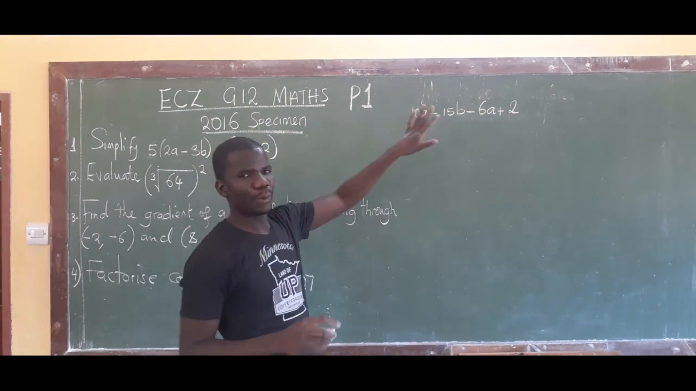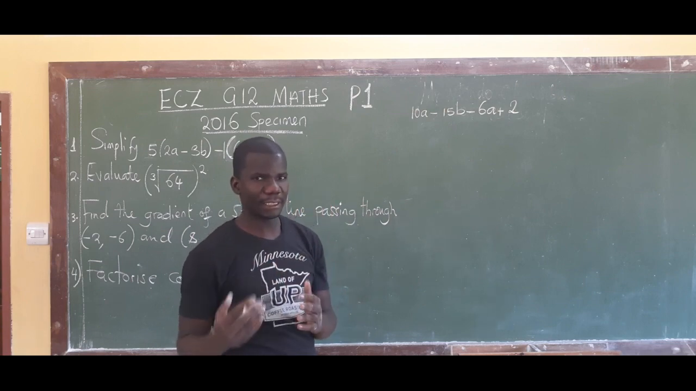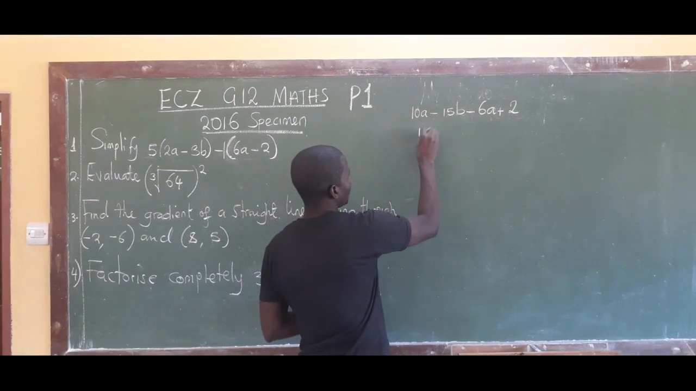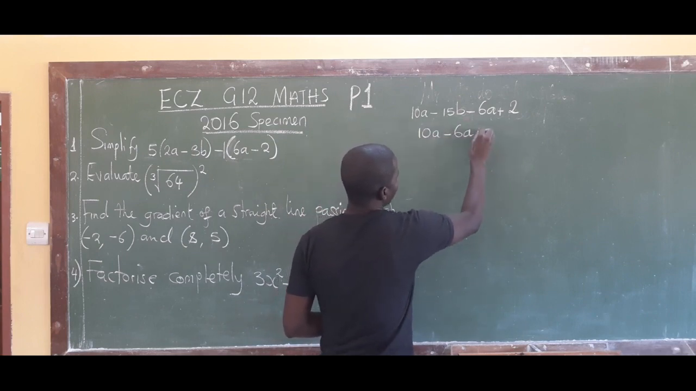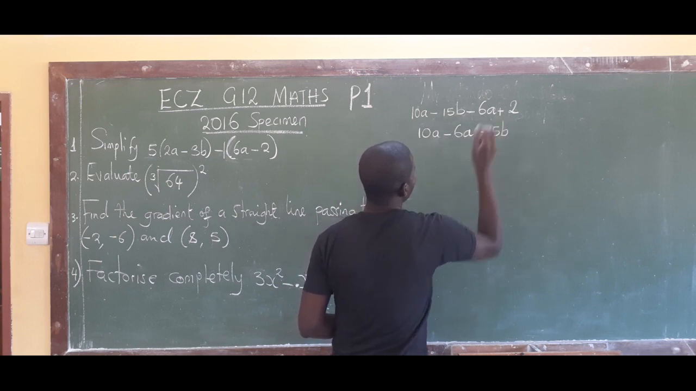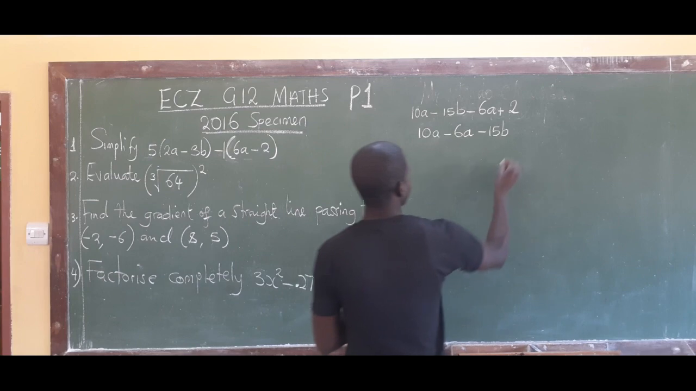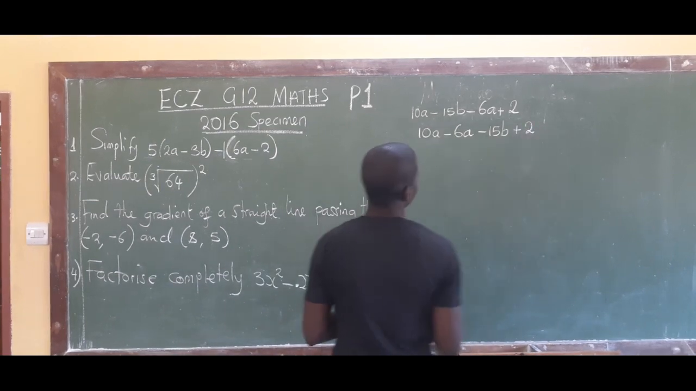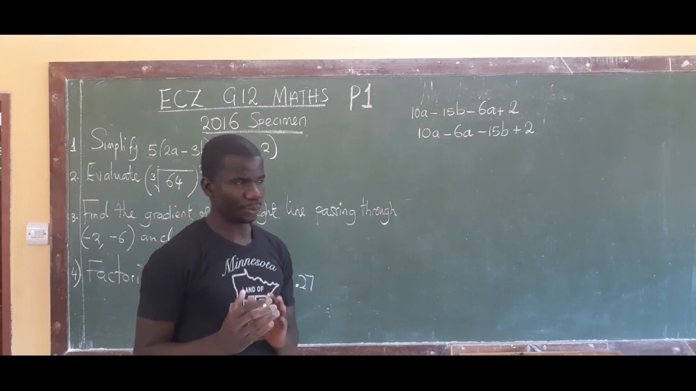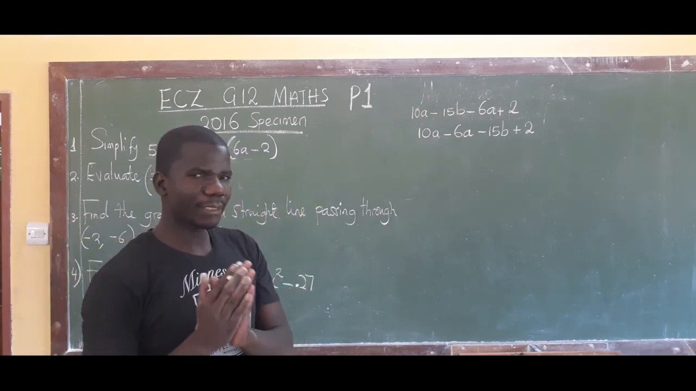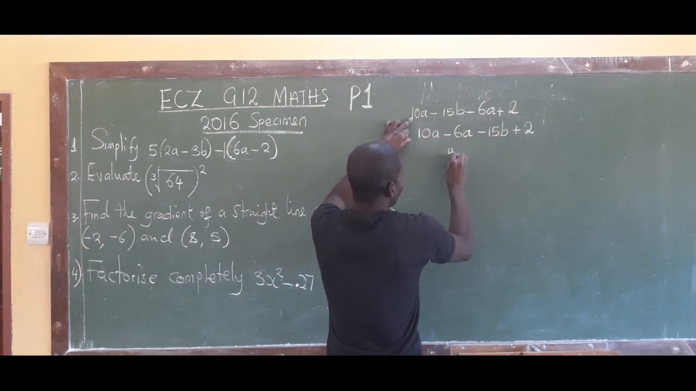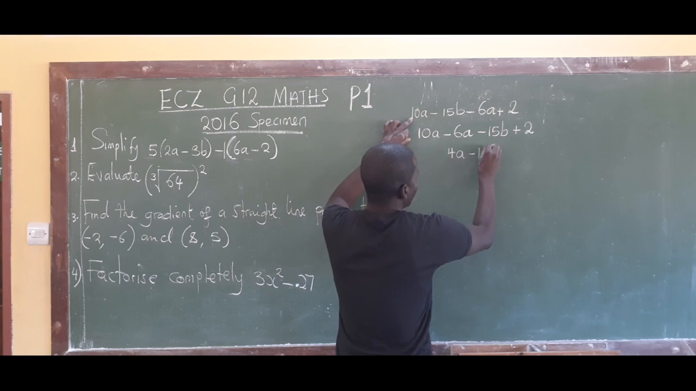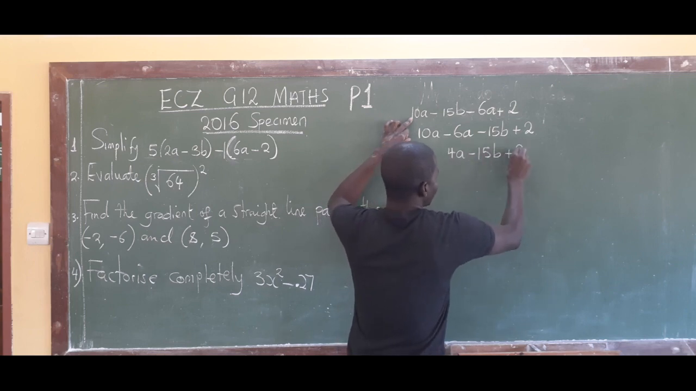Then at this point, we need to put the like terms together. That is going to be 10a minus 6a minus 15b, then plus 2. That is what we are supposed to do. After we have put the like terms together, the like terms that we have are 10a and minus 6a, so we're going to get 4a minus 15b plus 2. This is what is going to be our final answer.